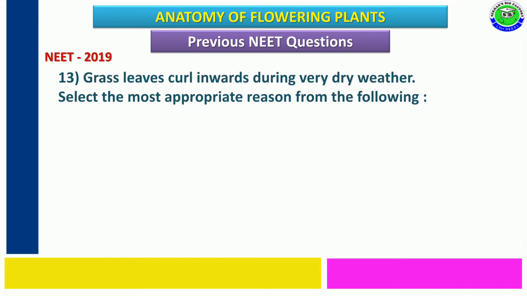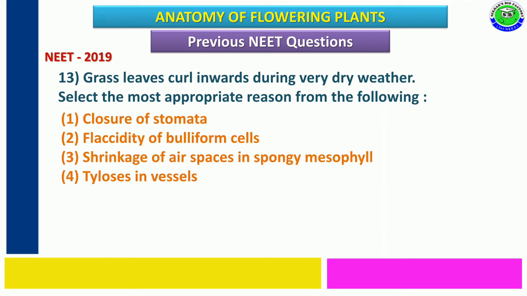Question number 13 from NEET 2019. Grass leaves curl inwards during very dry weather. Select the most appropriate reason for the following. First option, closure of stomata. Second option, flaccidity of bulliform cells. Third option, shrinking of air spaces in spongy mesophyll. Fourth option, tylosis in vessels. The correct answer is second option.